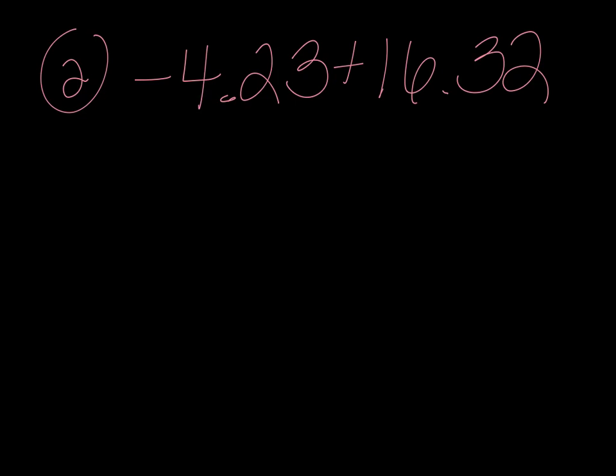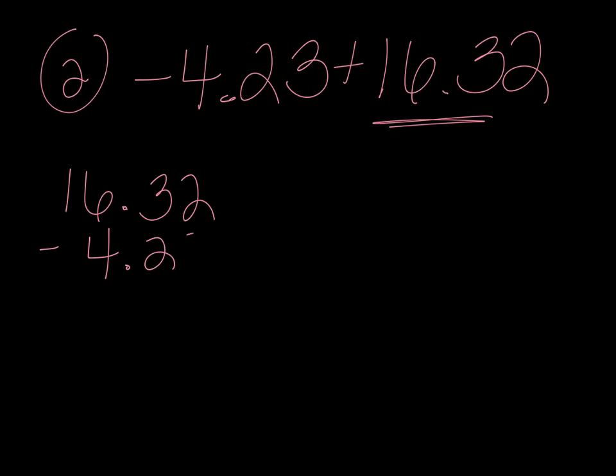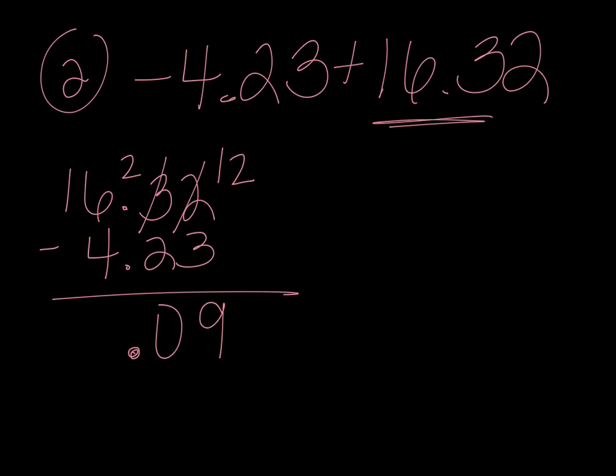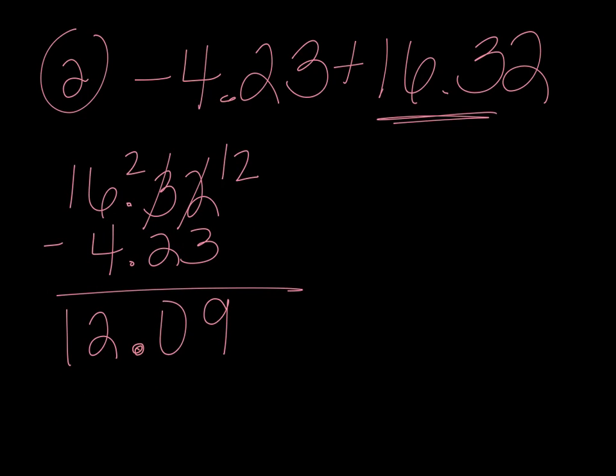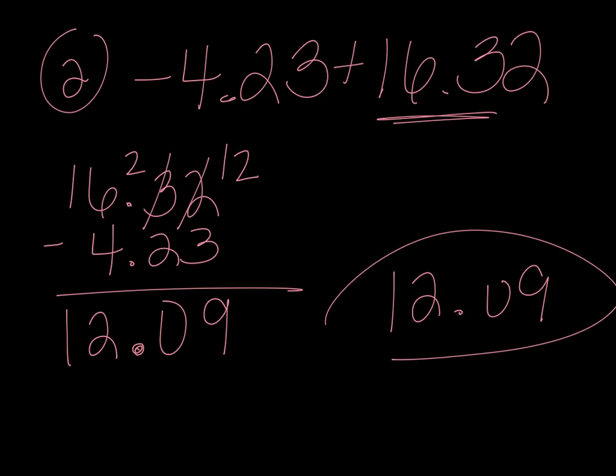Now, since this is not true subtraction, I'm going to put the 16 first because it's the bigger number. I'm going to borrow from my 3 to add to my 2. 12 minus 3 is 9. 2 minus 2 is 0. 6 minus 4 is 2. Bring down my 1. Now the big question is my answer positive or negative? It is positive because the 16 is the bigger number and it's positive. So 12.09 is final.